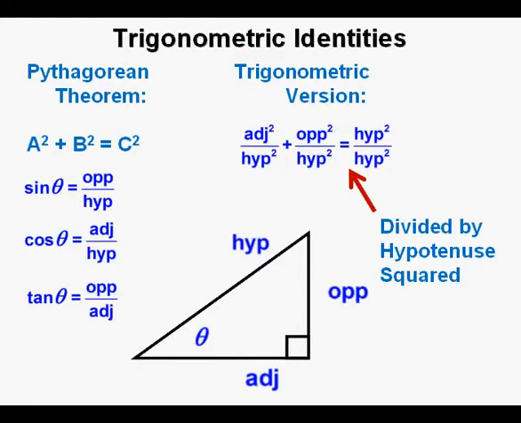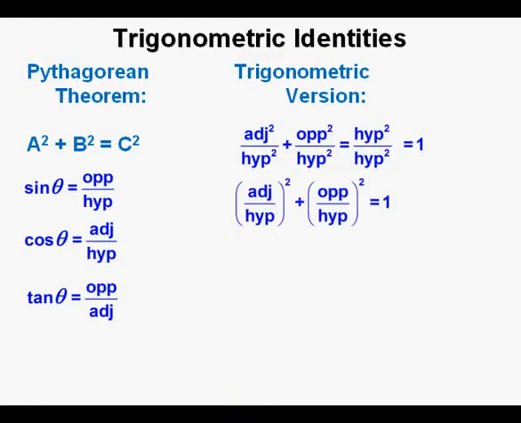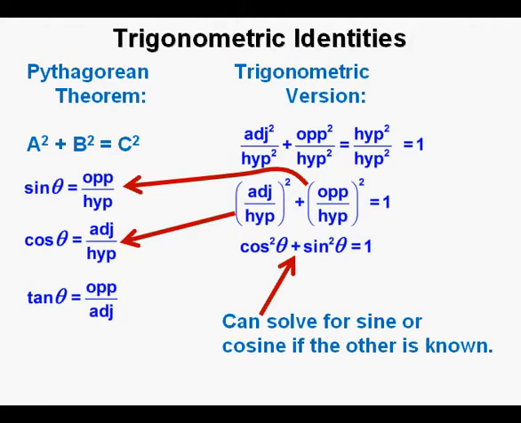And here is the equation divided by hypotenuse squared. And hypotenuse squared divided by hypotenuse squared cancel to equal 1. Now we'll place adjacent squared over hypotenuse squared and opposite squared over hypotenuse squared inside parentheses and raise to the power of 2 outside the parentheses. And what do we see here? Do these items look familiar? They should. We see that this first term, adjacent over hypotenuse, is the cosine theta, and that the second term, opposite over hypotenuse, is the sine of theta.